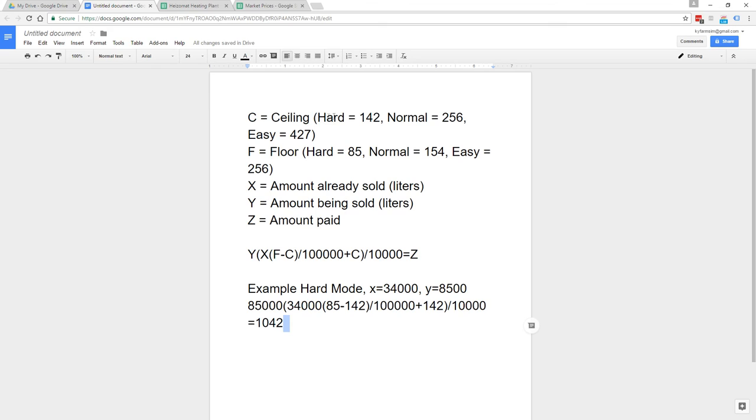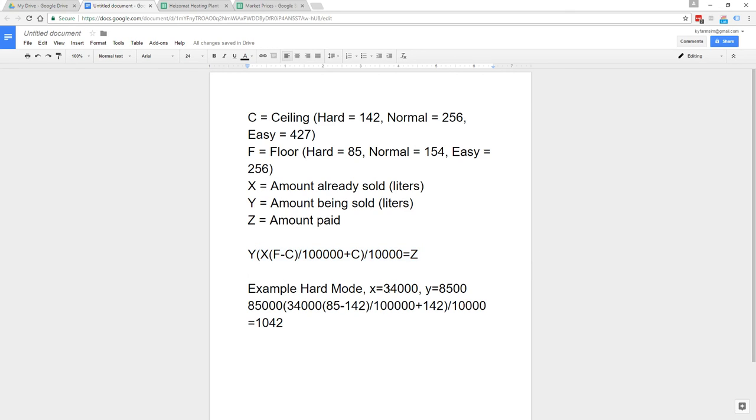So you have your ceilings, which for hard is 142, normal 256, easy 427, floor of hard 85, normal 154, easy 256. X is the amount that you've already sold in liters. Y is the amount that you are selling in liters. And then Z will be how much it's going to pay you. And you can just plug that into this equation here.